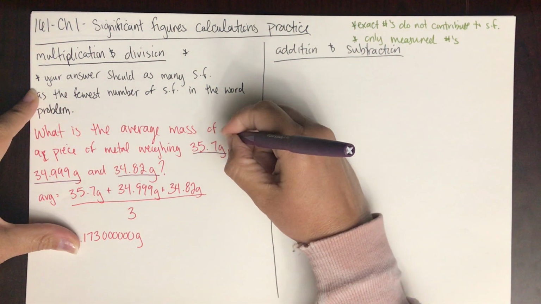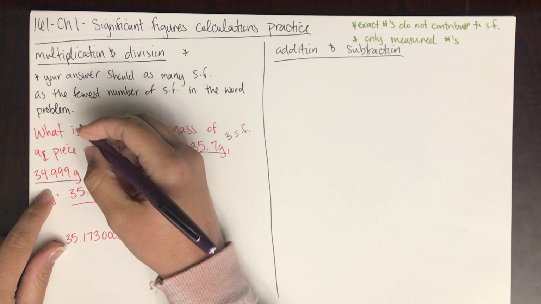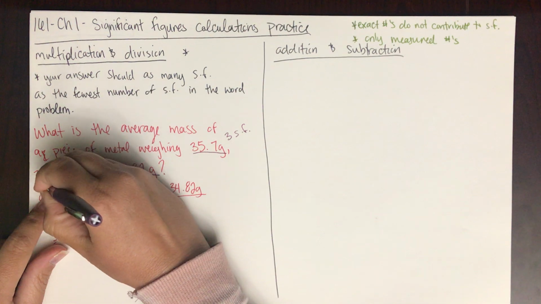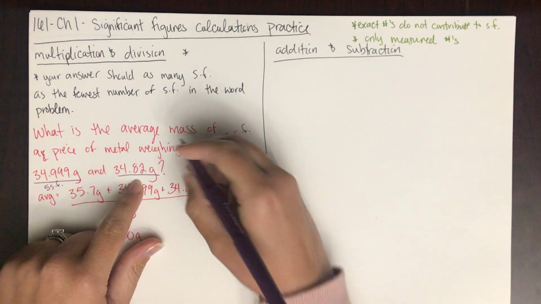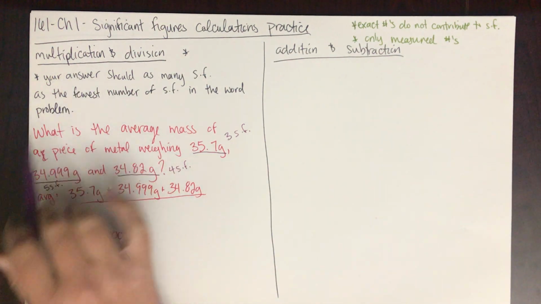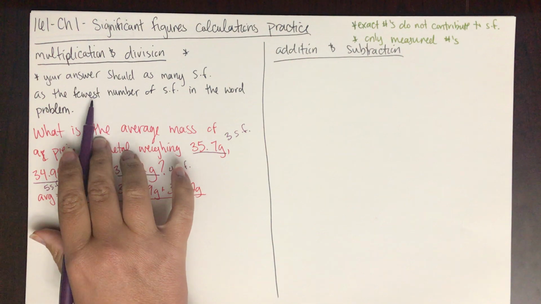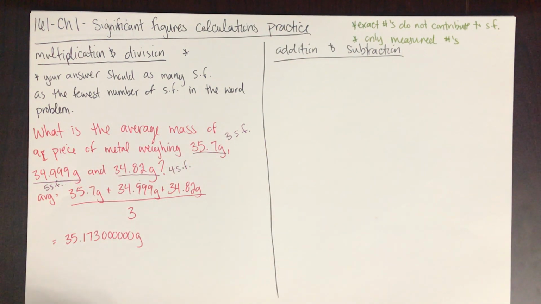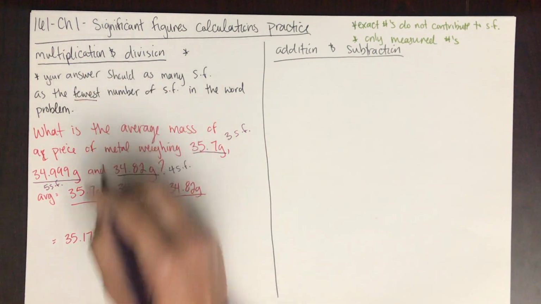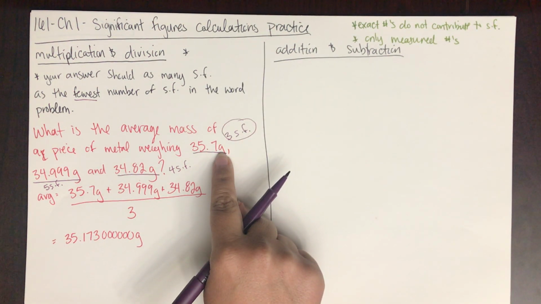This mass has 3 significant figures. This mass has 5 significant figures. And this mass has 4 significant figures. The question says for multiplication and division, your answer should have as many significant figures as the fewest number of significant figures in the word problem. Fewest. So 3 significant figures is the fewest number of significant figures.